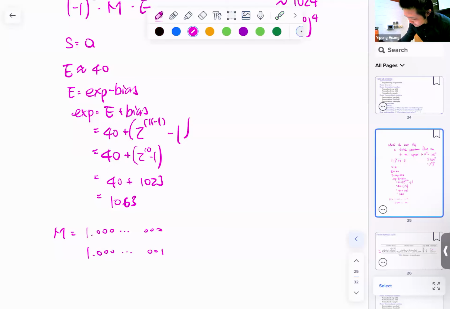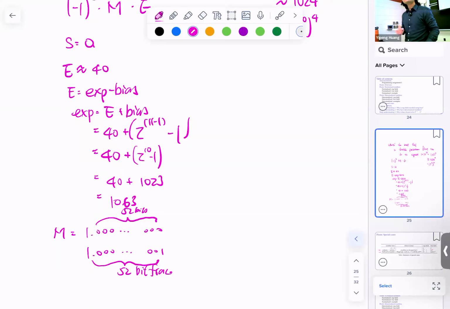Right, and to clarify that, there are 52 bits here, 52 bits here, right? So already we can actually eyeball this, right? What do we need to eyeball? Is 52 greater than 40? Yes, right?